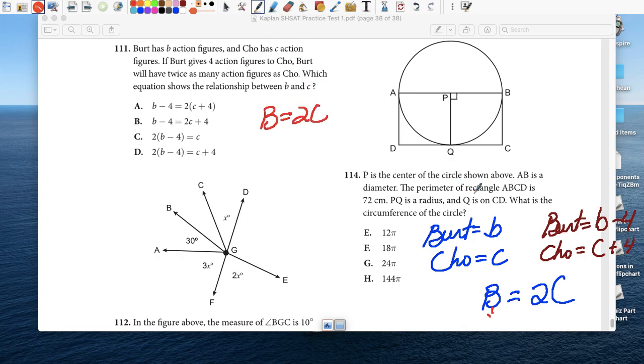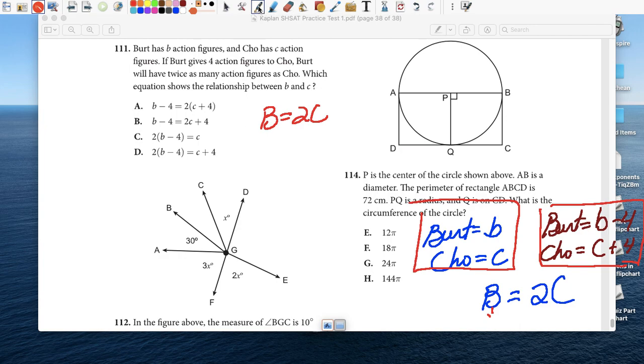All right, so let me explain what we did. This is what we started the problem with. Bert had B, Cho had C, and then Bert gave 4 away, so now he has B minus 4, and Cho has C plus 4. So we established what they had before, and what they had after. And then a relationship happened. After that give and take happened, Bert is going to have twice as many as Cho.